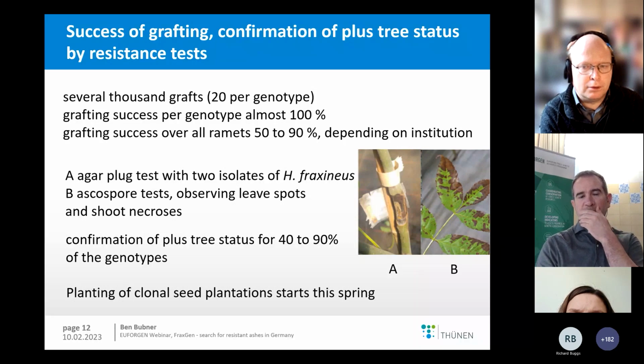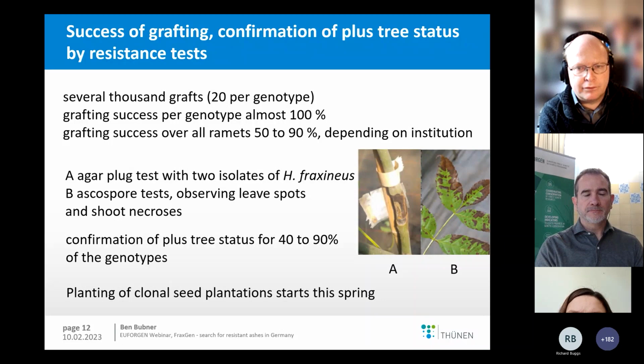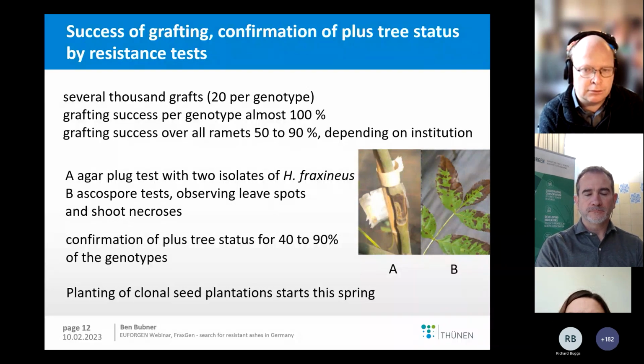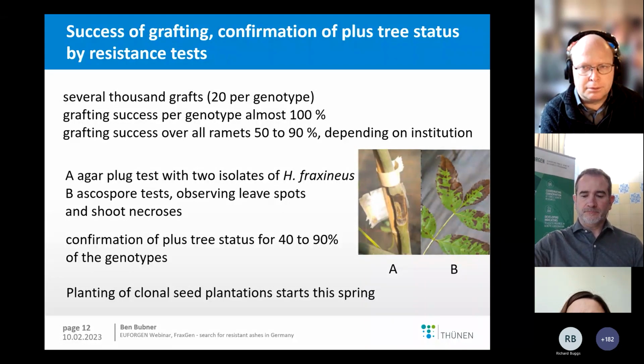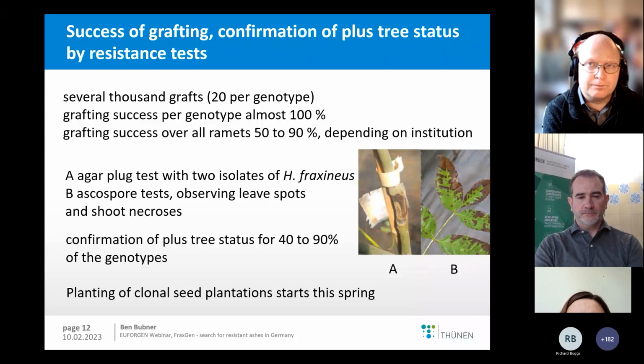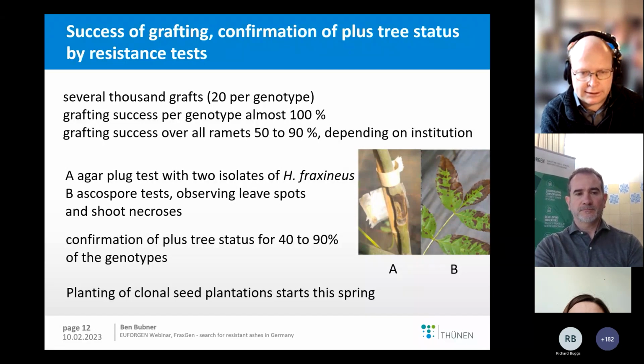And what is important here, the assessment is now done for the grafts of 2022, last year, and we can confirm the plus tree status for 40 to 90% of the genotypes, also depending on the institution. And 40% is quite low, because we still don't know how to handle it. Should we still plant them in a seed plantation? We have to decide very soon, because the planting of the clonal seed plantation will start within the next weeks.